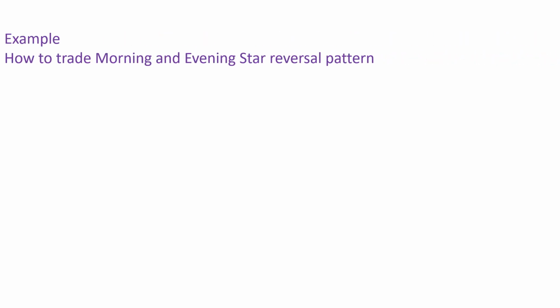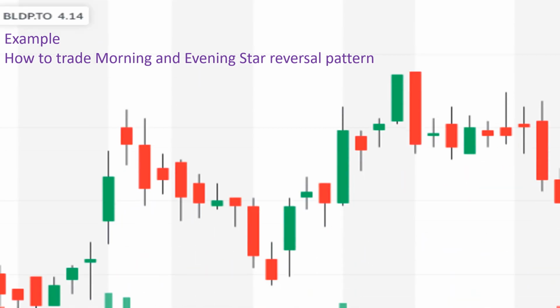Example: how to trade the morning and evening star reversal pattern. This is the price trend, BLDP stock, D1 time frame, Yahoo Finance. At the top of this uptrend, you see an evening star, which starts with this big bullish candle, gap up, and we have a small candle, which could be bearish, small bullish, or a doji, and gap down, we have this strong bearish candle that closed within the body of this bullish candle. So that's an evening star.